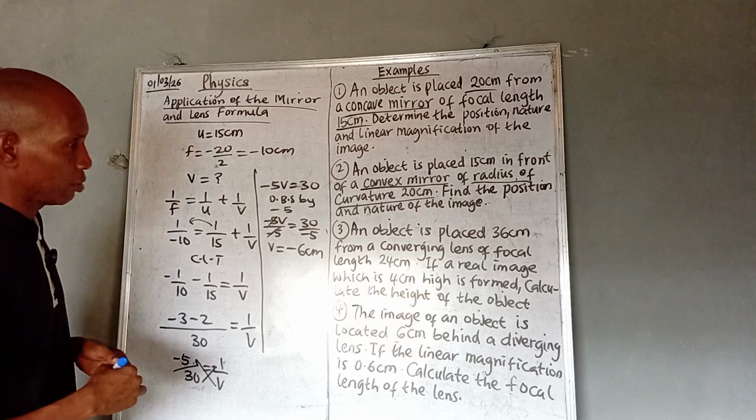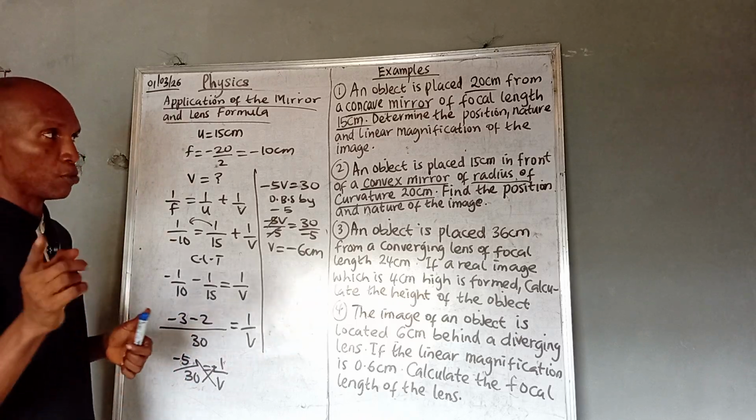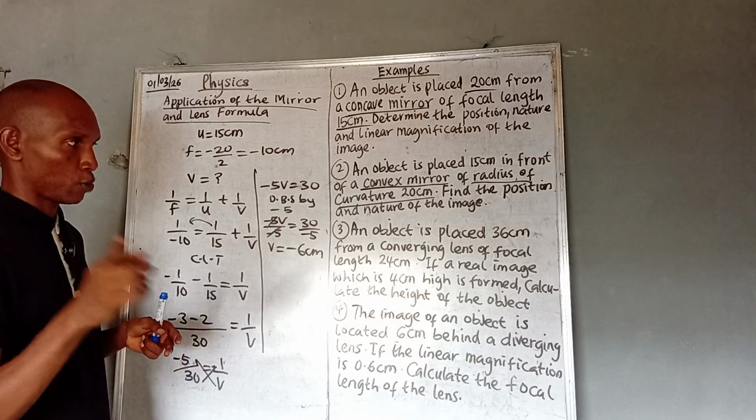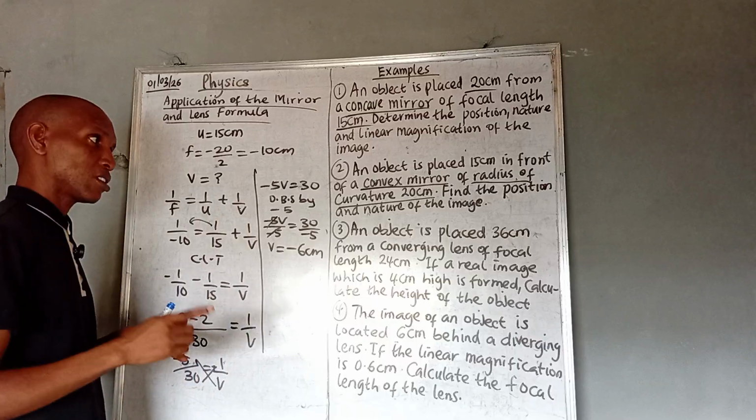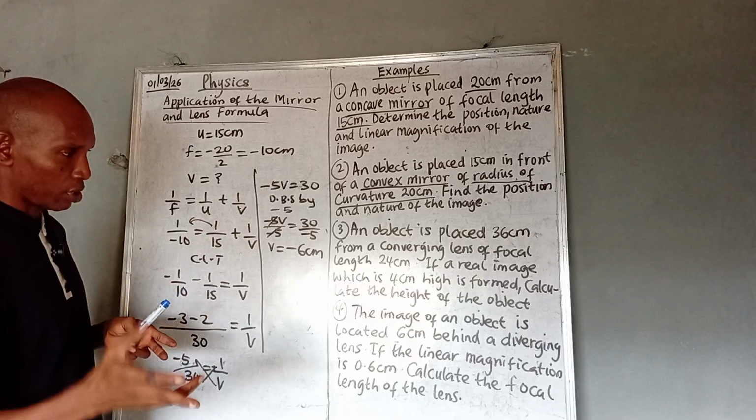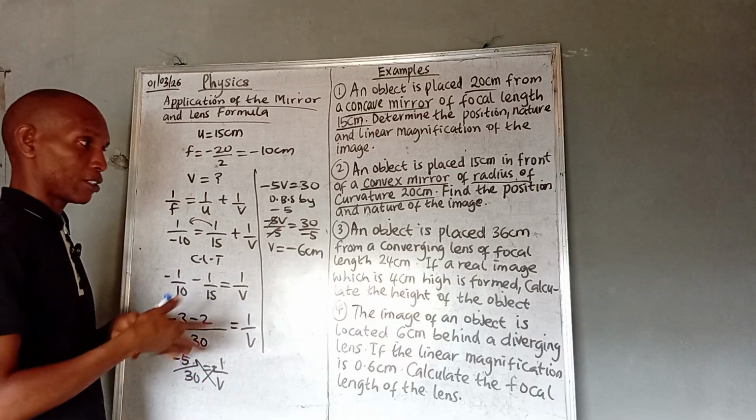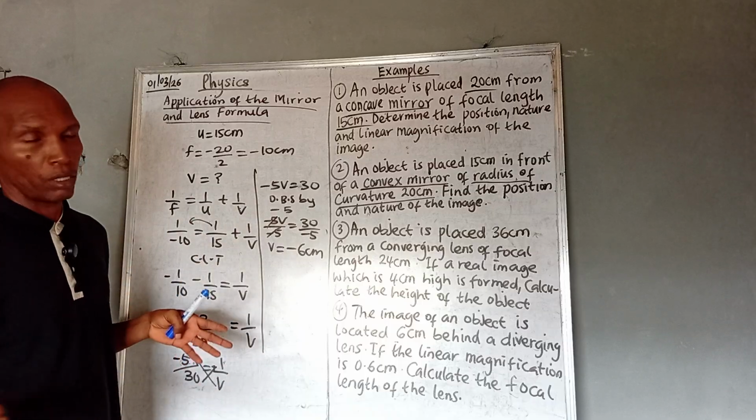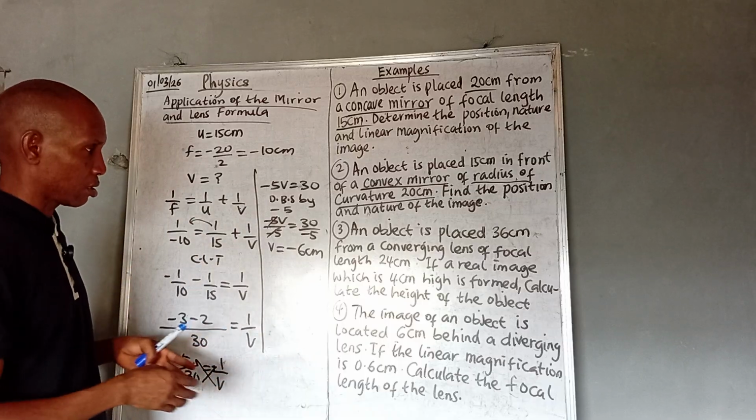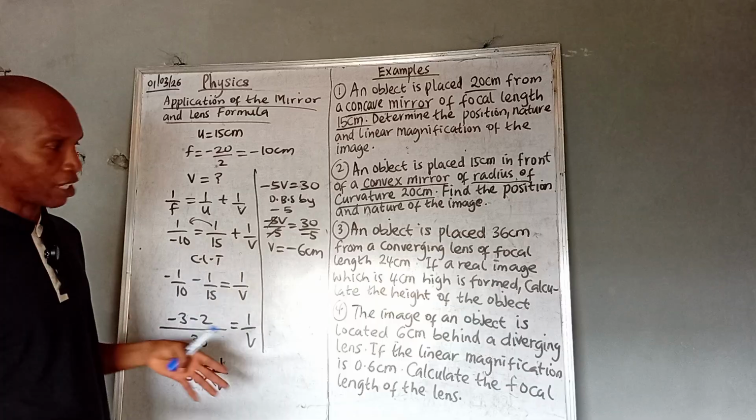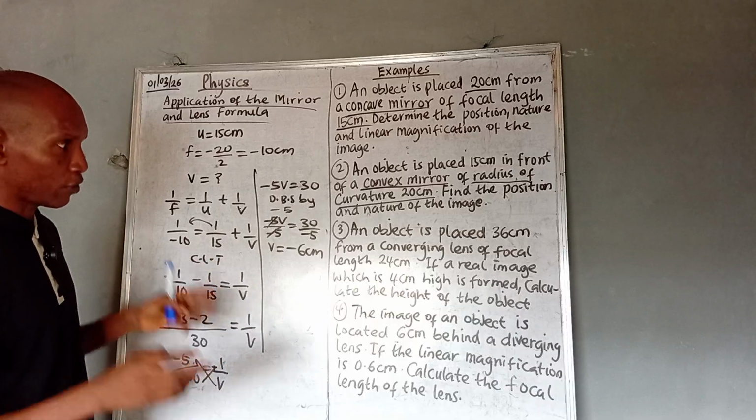Now, what does this tell you? Don't forget the first image distance we got for question number 1 was positive. And because the image distance is positive, it means that the image is real, because real images are positive distances. This time around, the image has a negative distance. It means the image is virtual.